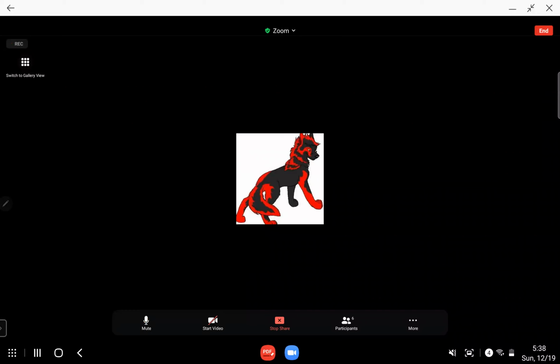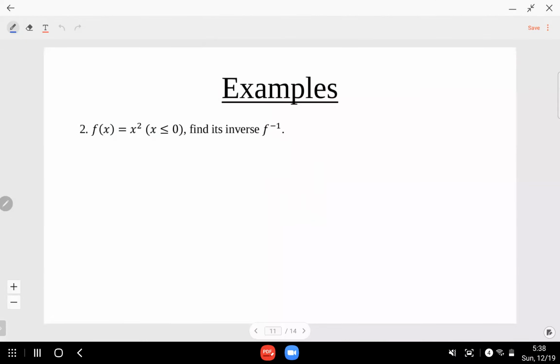All right, I'll now walk you through this. I hope you have all done this problem in your notebooks. So f of x is equal to x squared, where x is less than or equal to 0. Now find its inverse. What we need to do here is set this equal to y. So y equals x squared.